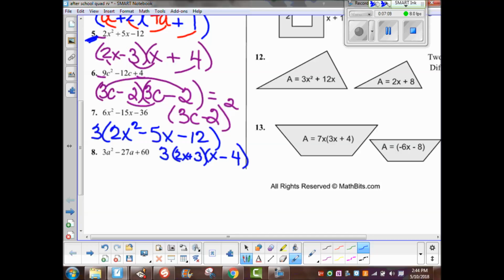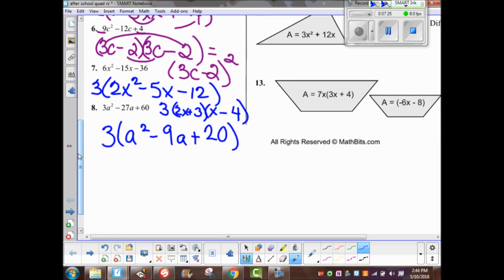Okay. Diego del Toro. Number 8. 47, please. GCF of 3. A squared minus 9a plus 20. Are we good? Okay. Can this be factored further? Can we come up with two numbers that add to negative 9 and multiply to positive 20? 5 and 4. And where the signs have to be? Negative, negative? Yeah. Okay.